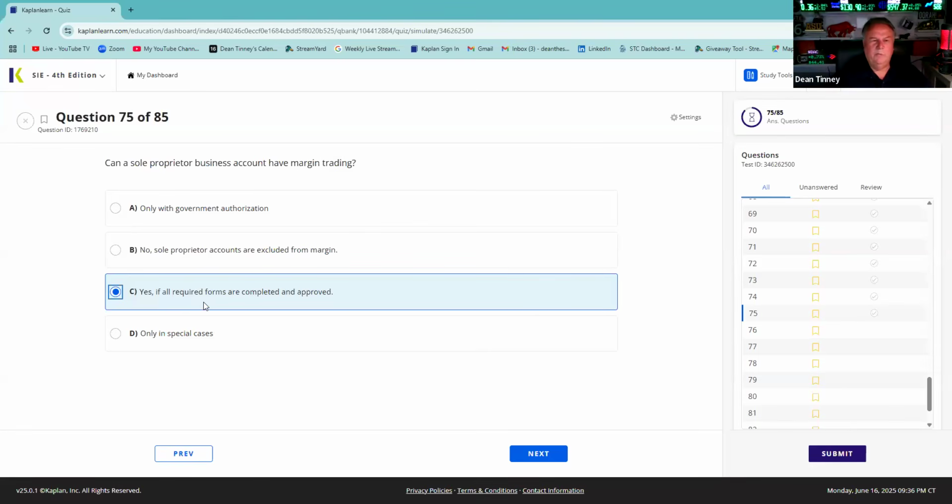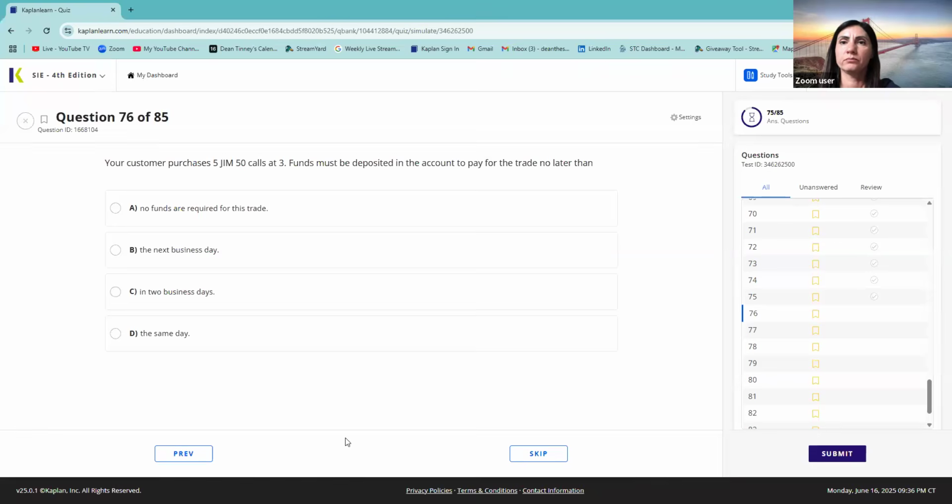Now, by the way, the required forms, very testable, are the credit agreement, where you say you understand you're borrowing money and paying interest, mandatory. A hypothecation agreement, where you say you understand you're pledging your securities as collateral for the loan, mandatory. Loan consent form, optional. This is where we'd like to lend your securities to other customers. That is not mandatory.